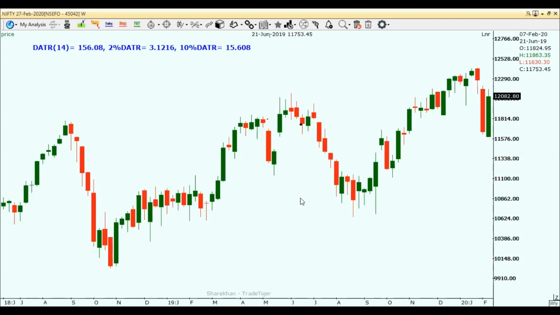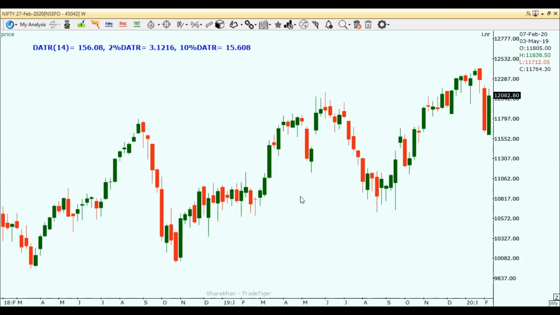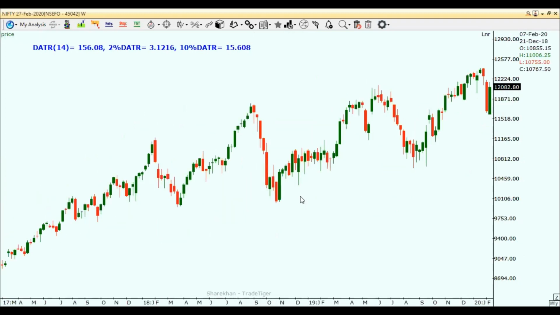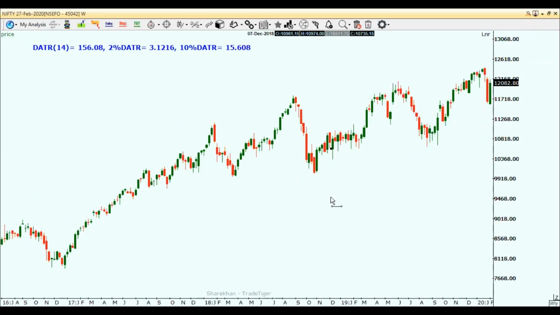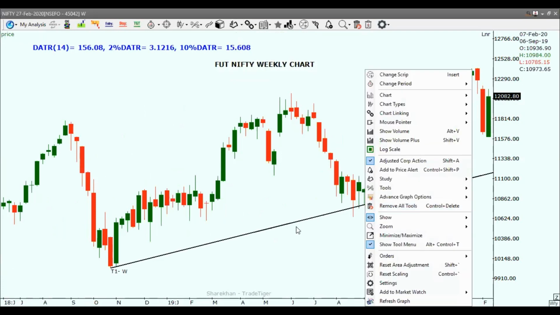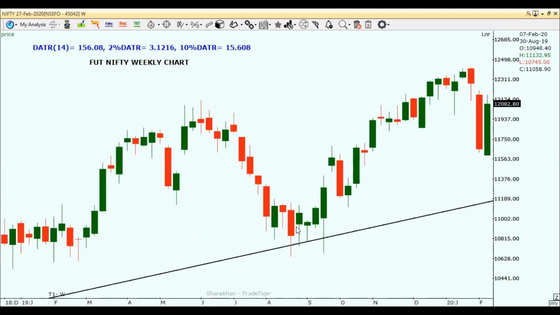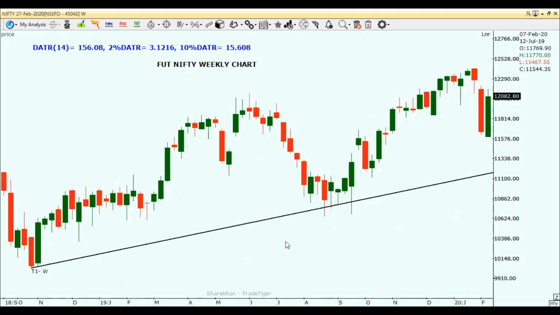I'm changing this chart into a weekly chart. So in this weekly chart, you can see the trend. I'm just connecting the last two bottoms. Now we are watching the futures Nifty weekly chart. In this weekly chart, you can see here there is a move towards the upside.